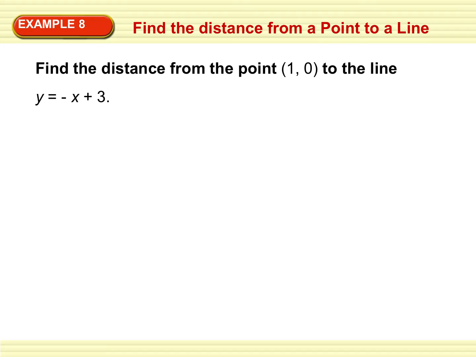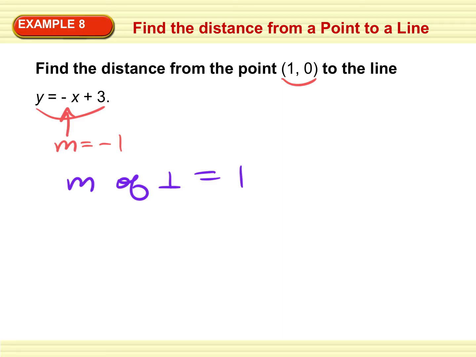All right, so here we go. This question wants us to find the distance from this point to this line. Remember, we learned that the distance from a point to a line is the perpendicular segment. So we need to find the equation of that perpendicular segment. So the first thing I'm going to do is find the slope of this line, which is -1. However, the slope of the perpendicular line is going to be +1.